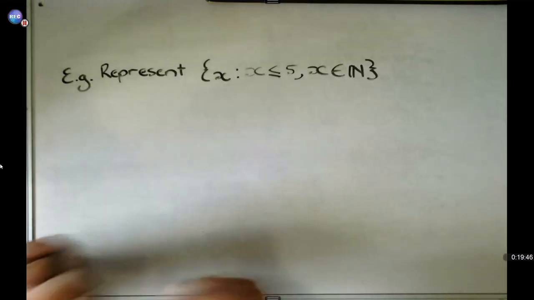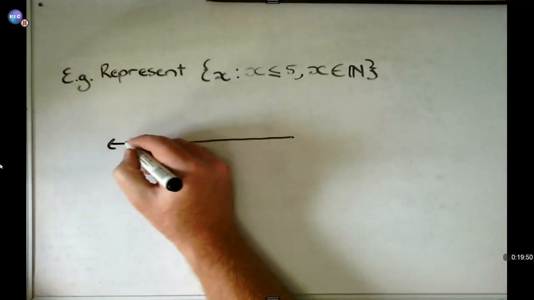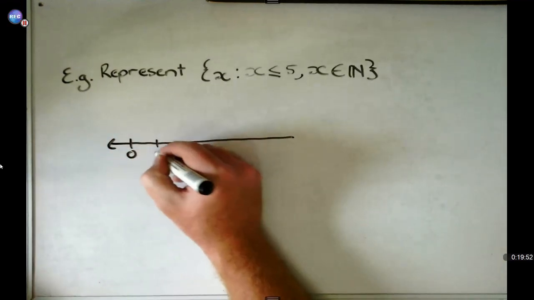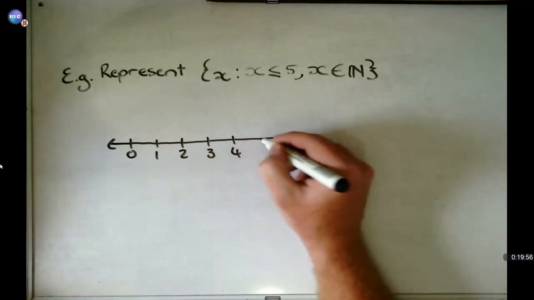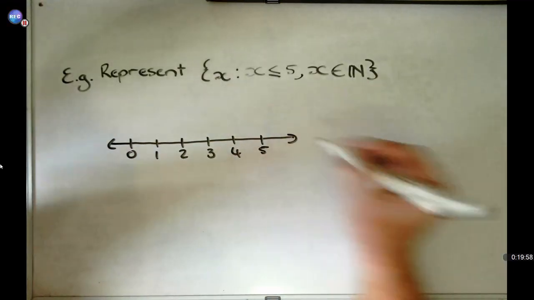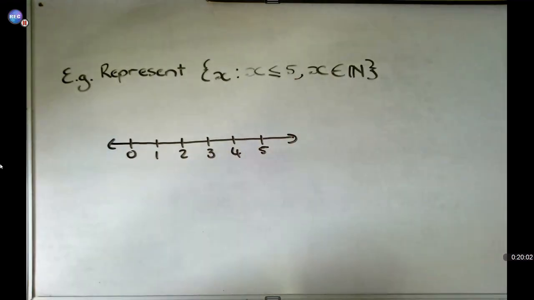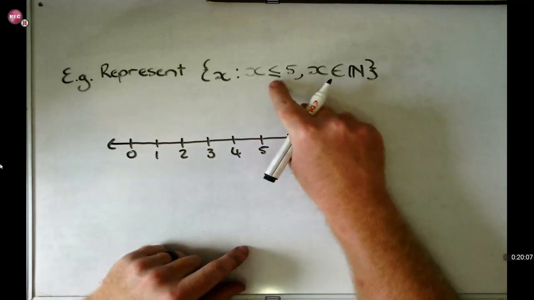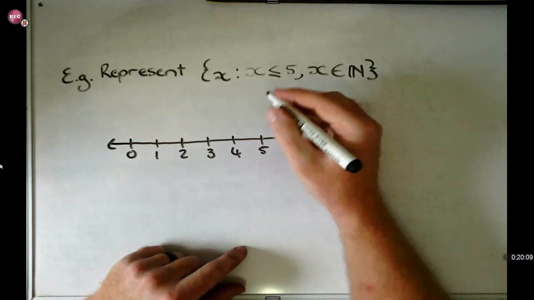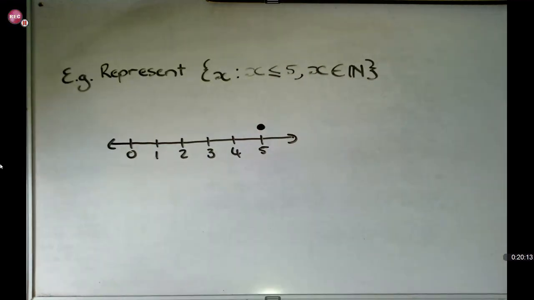Now, our number system that we are going to draw looks as follows. I'm going to start at 0, 1, 2, 3, 4, and I'm going to end at 5 because that's where we're going to start. Okay. Now, they said an element of natural numbers. This sign means that it is included. So I'm going to draw my colored in dot.